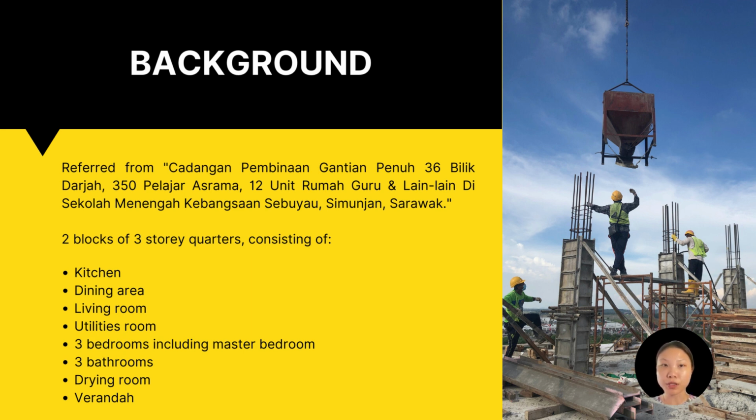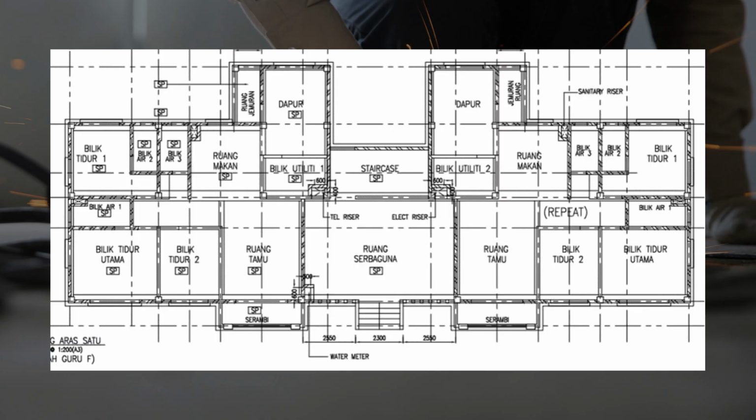The proposed project is 2 blocks of 3-story quarters consisting of kitchen, dining area, living room, utilities room, 3 bedrooms including master bedroom, 3 bathrooms, drying room, and veranda for each unit. The land size that is required for this proposed project is 1,741 square meters. The quarters is designed based on a rectangular shape as per request by the client.